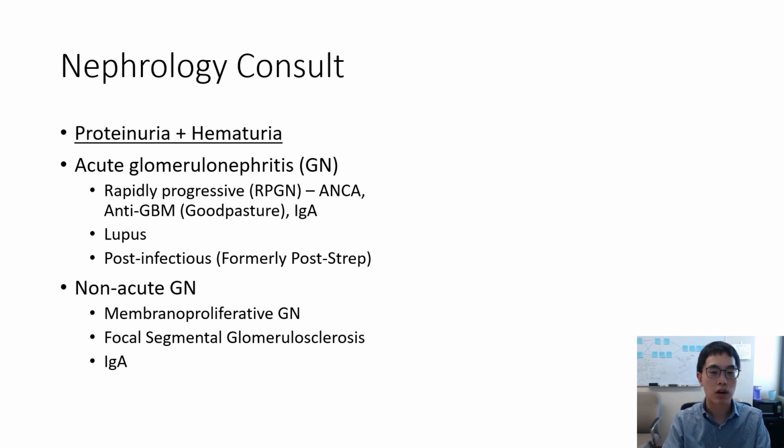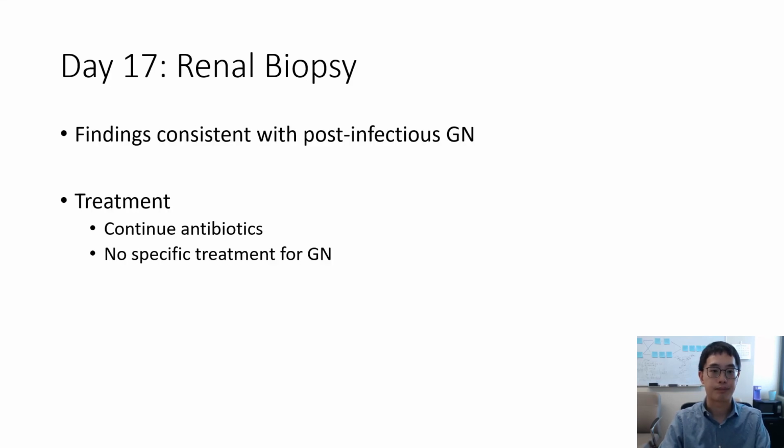Could there be some sort of rapidly progressive GN, RPGN, anti-GBM disease, or Goodpasture syndrome, or some sort of IgA nephropathy? Does this patient have lupus, or may this patient have post-infectious GN, formerly known as post-strep GN? And then there are some non-acute GNs, which would be less likely given the acute nature of this case. MPGN, FSGS, or IgA are non-acute GN cases that are less likely on the differential diagnosis here.